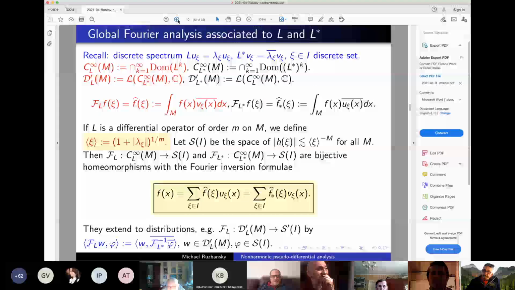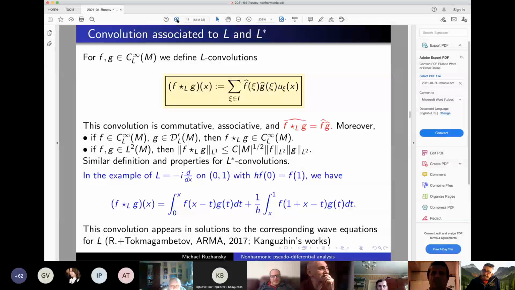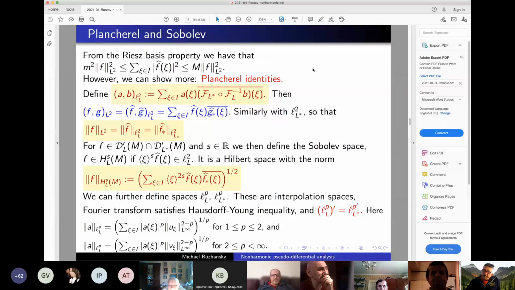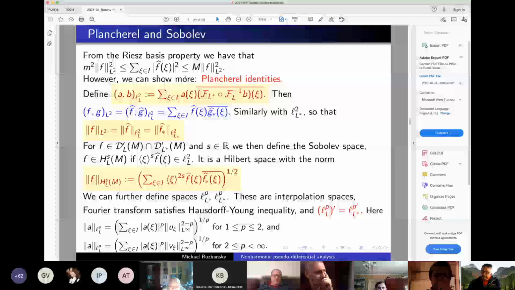So these are convolutions. Now, because it's a Riesz basis, we don't have the Plancherel formula a priori, but we have inequalities of Plancherel type. However, what I want to show is that we can modify things and still have Plancherel. I haven't seen this in the literature, but it's very simple.